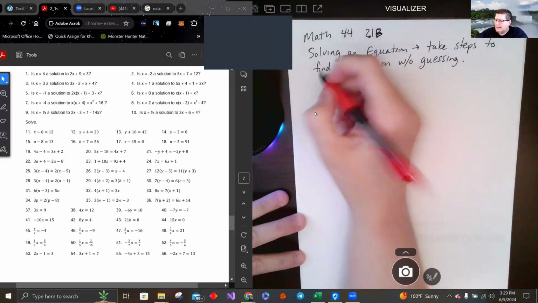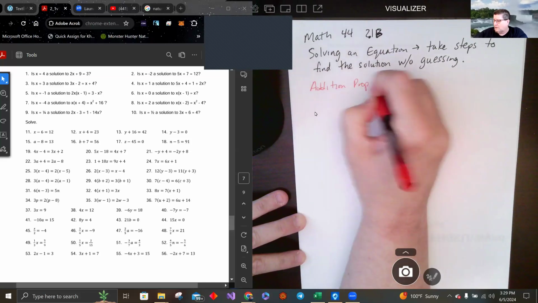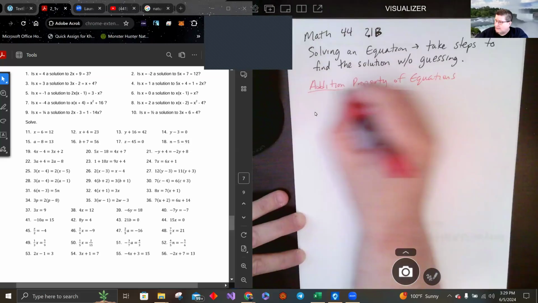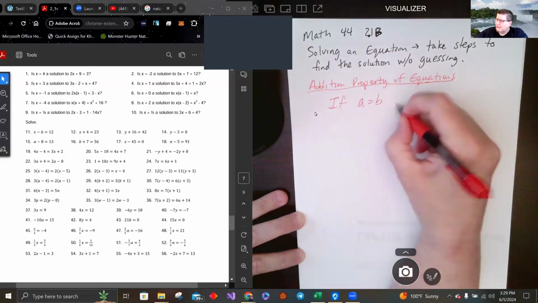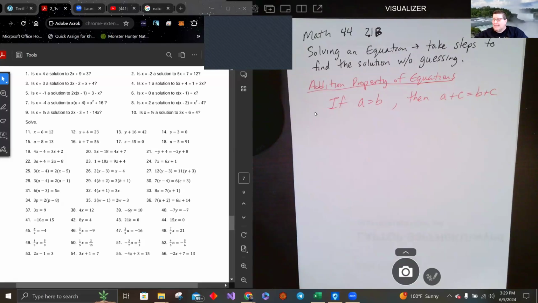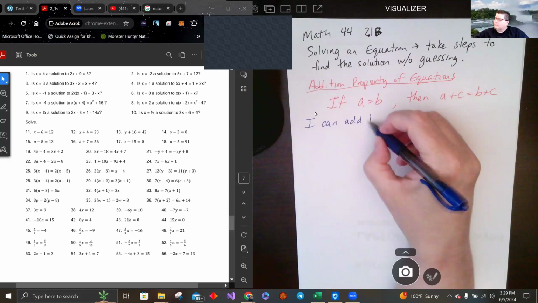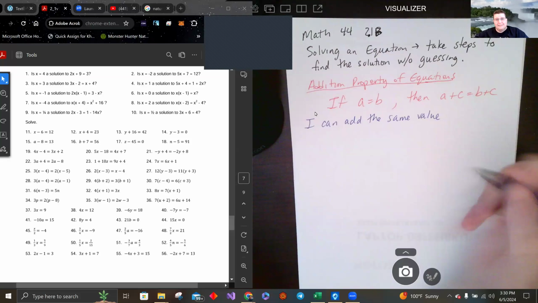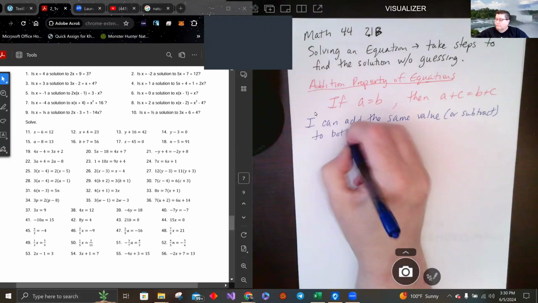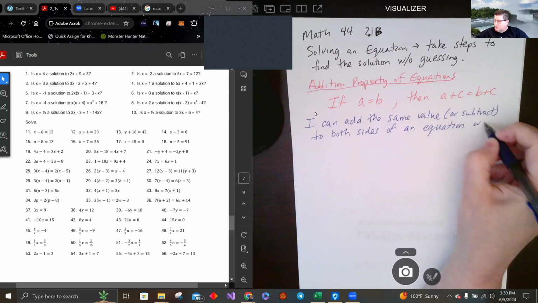The first rule we're going to really use is the addition property of equality. If A equals B, then A plus C equals B plus C. What that means is I can add the same value to both sides of an equation, and if it's negative, effectively subtract, without changing the equality.